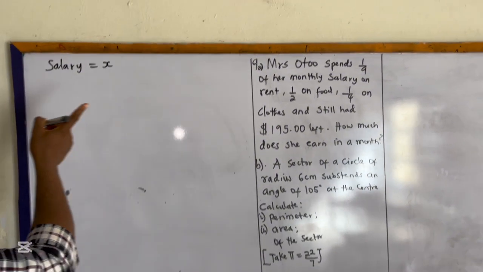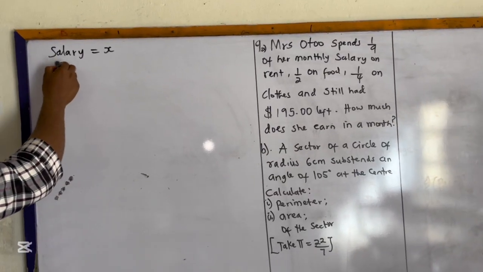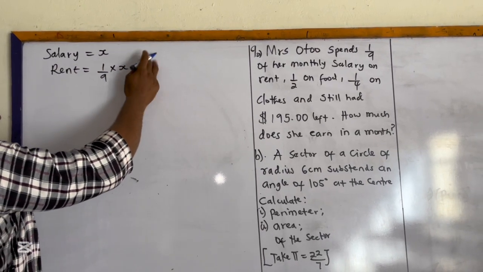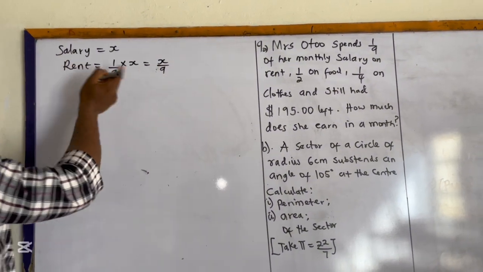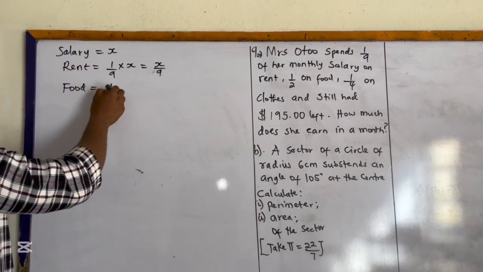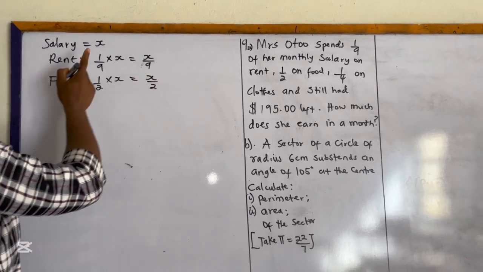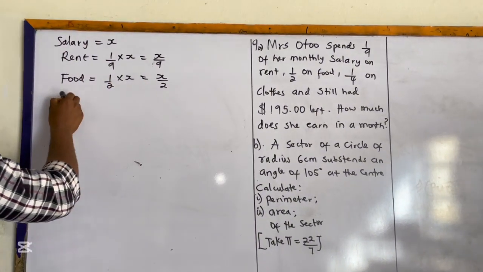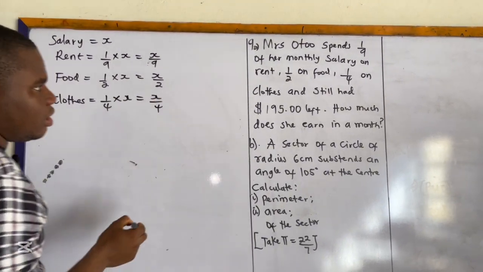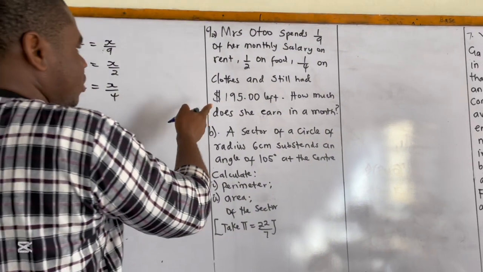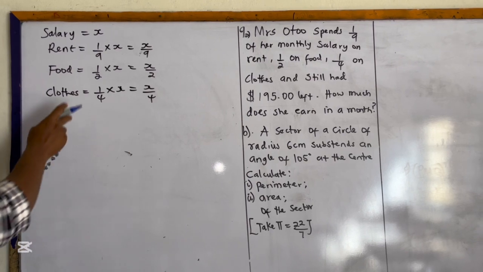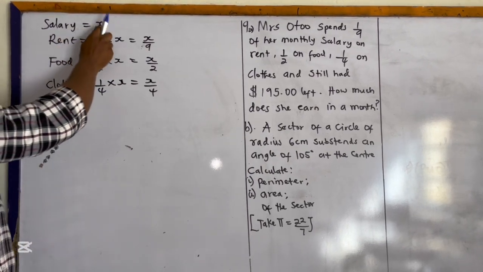So she spends 1 over 9 of her salary on rent. So for rent, that is 1 over 9 of X. For food, we have 1 over 2 of the X. Then we also have 1 over 4 on clothes, that will give us x over 4. And she still had $195 left. So we are going to add this together and subtract it from the x.